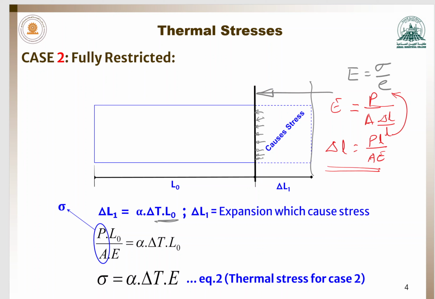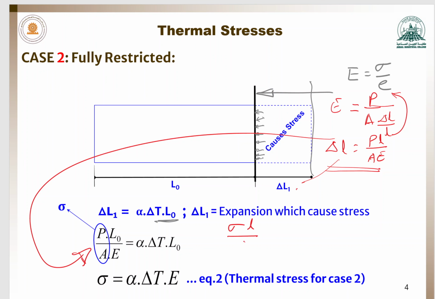So now what can I do? I can put this for delta L. This delta L can be replaced here by this value. See here is equal to alpha delta T into L naught. Okay. So now if I am pushing it back, that is I am pushing back this much of delta L, this one can be replaced by what? PL by AE. P by A is sigma. So what can I write? Sigma into L by E is equal to alpha into delta T into L.